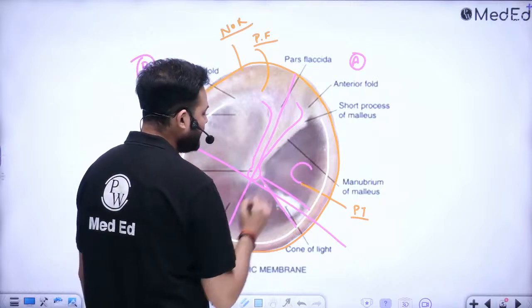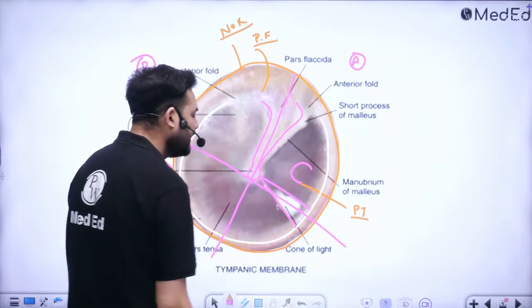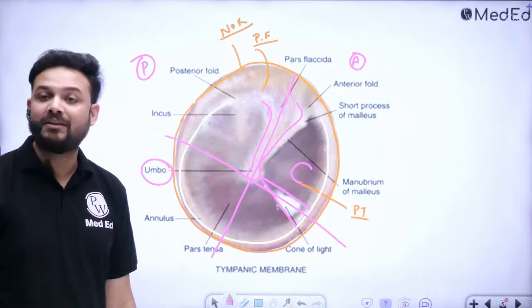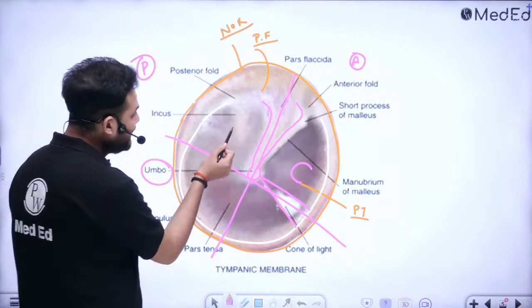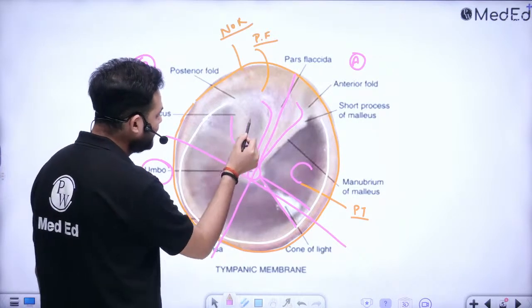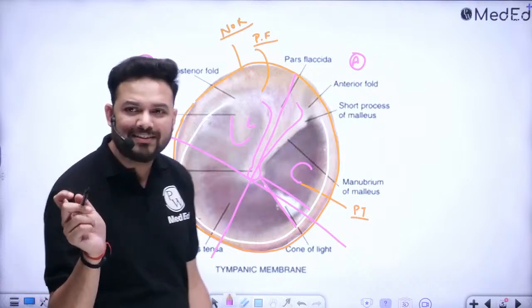You can see a shadow of the eustachian tube, something black over here. This is in the antero-superior quadrant. This is for the eustachian tube. Similarly, you can see a faint shadow over here. You'll be seeing a very, very small shadow, okay? It's a very small shadow.